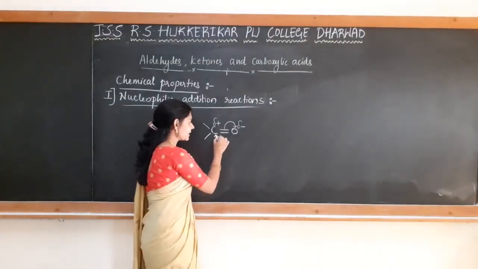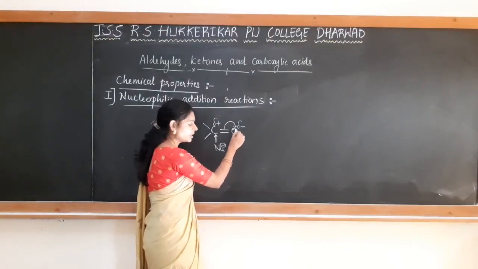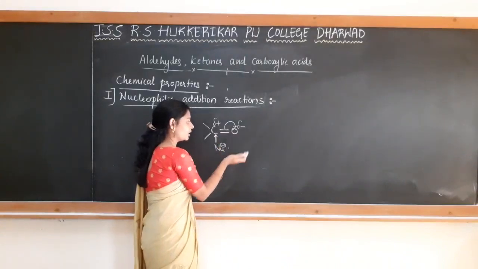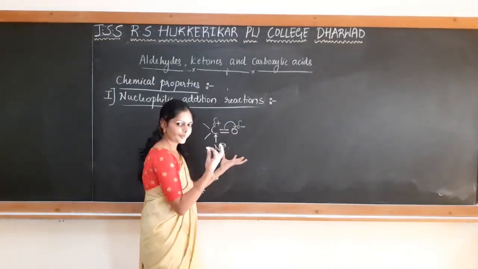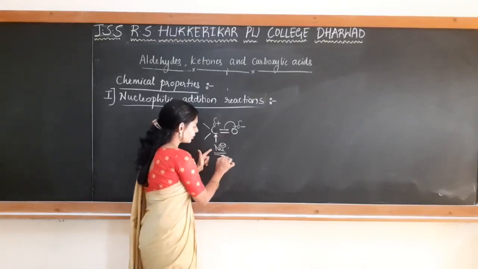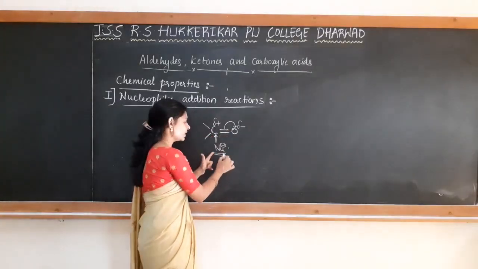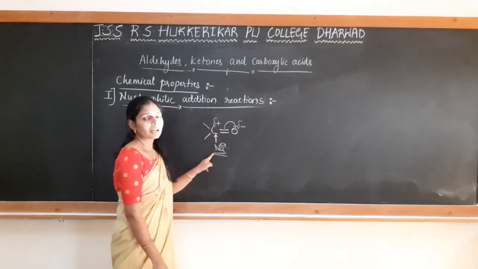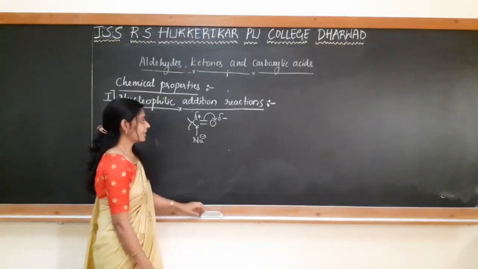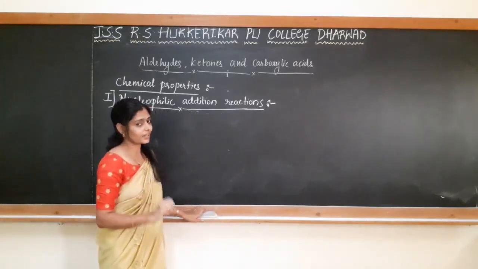So as this attacks first and later the attack takes place at the oxygen, what do we call it? Nucleophilic addition. The molecule, the atoms or groups are added across the double bond, but the nucleophile attacks first the carbonyl carbon as it is electron deficient. That is why we say carbonyl compounds undergo nucleophilic addition reaction. In the nucleophilic addition reaction, there are mainly 3 steps. In 3 steps the reaction takes place.